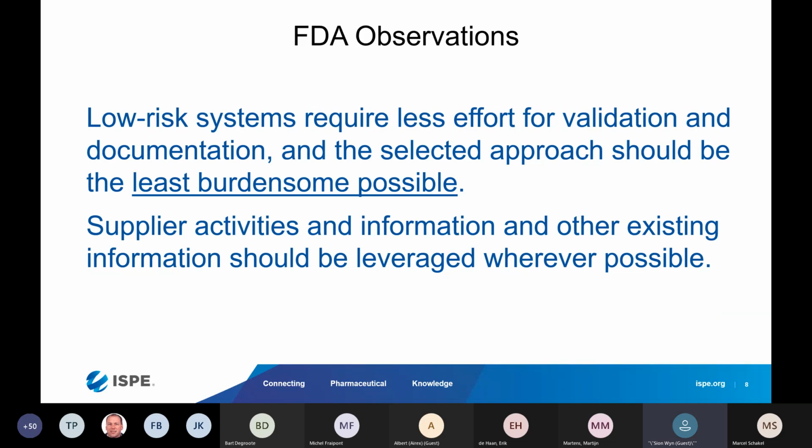They identified that systems can be very high impact, but many systems are actually pretty low impact in terms of product quality and patient safety. And certainly low risk systems should get far less effort for validation and documentation, and the regulated company should select the least burdensome approach possible. They shouldn't be just doing more for the sake of it. They should be achieving a level of assurance that fits their company objectives using a least burdensome approach. And this may very often involve leveraging supplier activities, supplier information, and other existing information wherever possible.